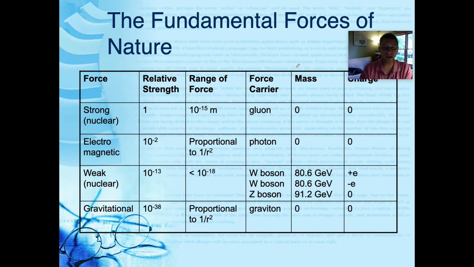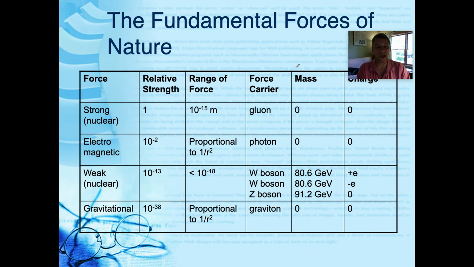All right, I've listed them here in this table by their relative strength. The strong nuclear force is the strongest of the four, and we give it a relative strength of 1. The electromagnetic force, which is Coulomb's law, is about 100 times weaker than the strong nuclear force. The weak nuclear force is far less than that, 10 to the negative 13th relative strength. And notice that the gravitational force is exceptionally weak compared to the strong nuclear force.